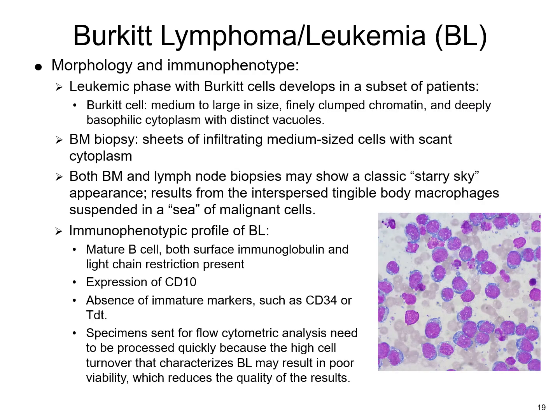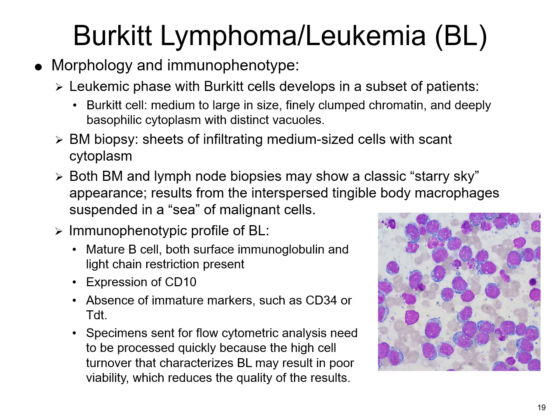Now, morphologically, there is a leukemic type of phase that develops in a subset of these patients. And with that, you can actually see some circulating Burkitt cells that will have a very characteristic morphology. Now, these cells are medium to large in size, with finely clumped chromatin, and they have a deeply basophilic cytoplasm that will actually have some very distinct vacuoles. Now, in your bone marrow biopsy, it's going to look like sheets of infiltrating medium-sized cells with a scant cytoplasm.